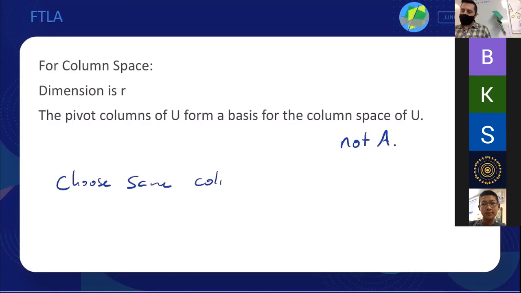Choose the same columns of A. So if the pivots were in columns 1 and 4, go back to A and choose columns 1 and 4. Those are going to be 2 independent vectors. So we can still use that the pivots were in 1 and 4 of U, just don't use the U ones, use the A's. They go back to your original if I want a basis for A.